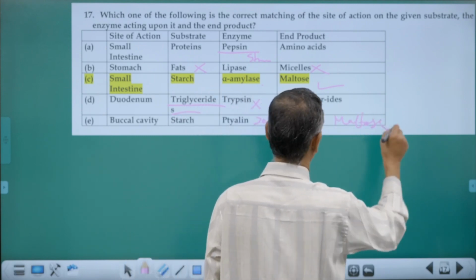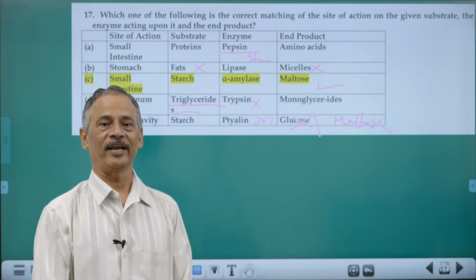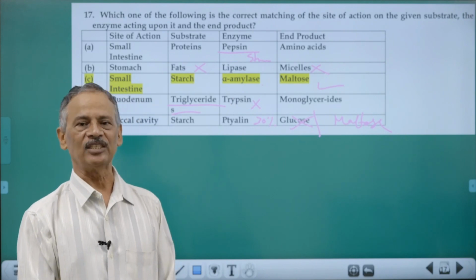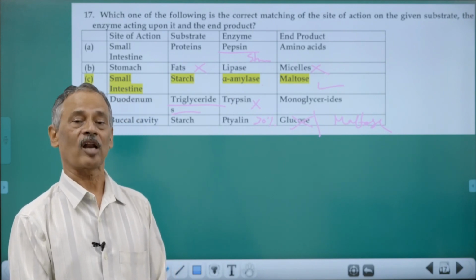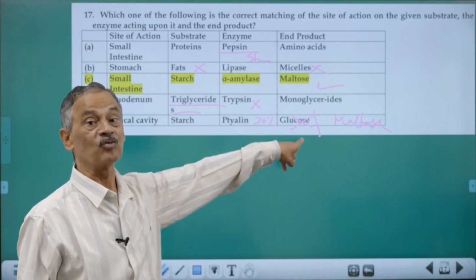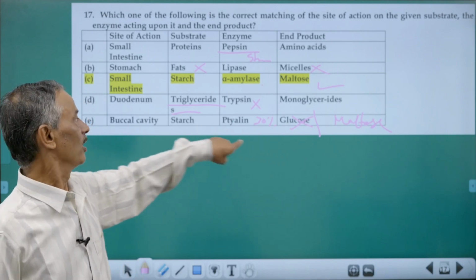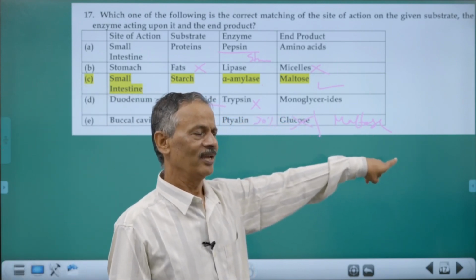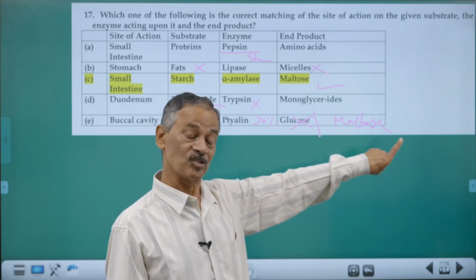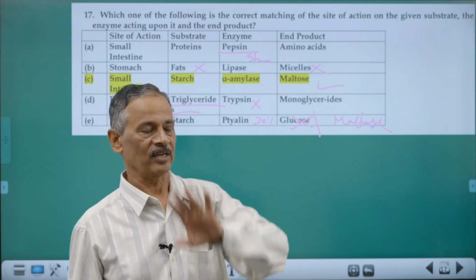Maltose is a disaccharide, glucose is a monosaccharide. Only at the end of digestion, glucose, fructose, etc. are all produced. That is only in the small intestine. Complete and final digestion takes place in the small intestine, not in buccal cavity. Maltose is a disaccharide. It is to be acted upon by maltase that is present in the succus entericus.